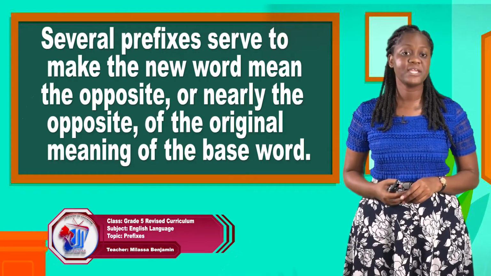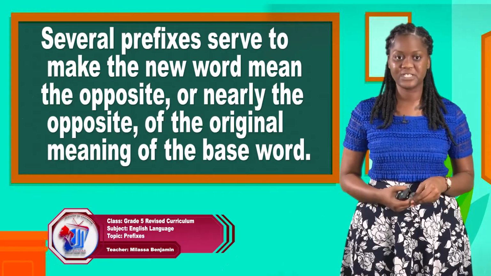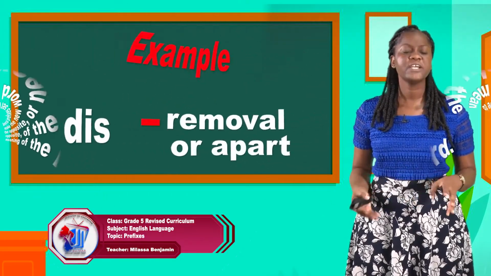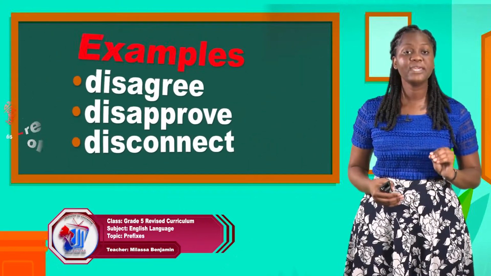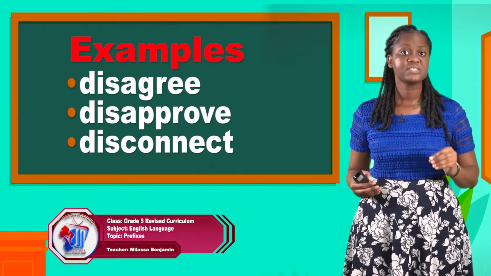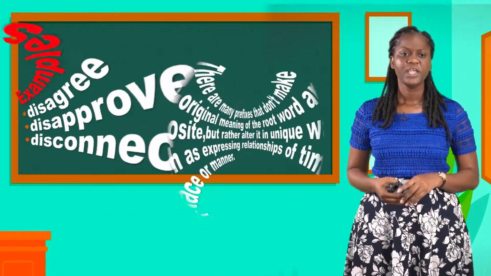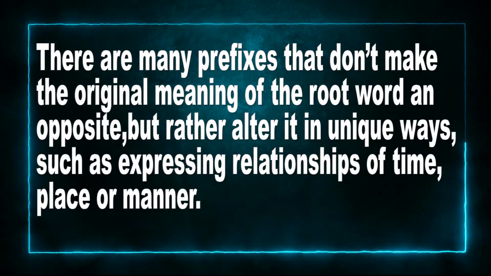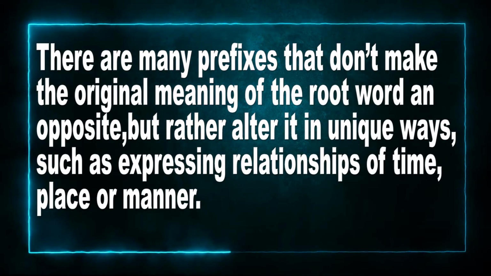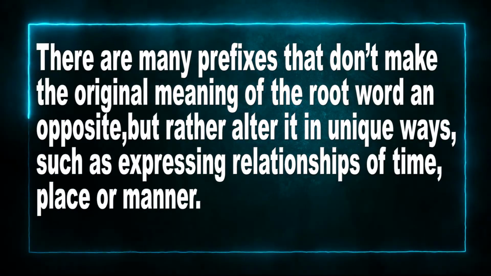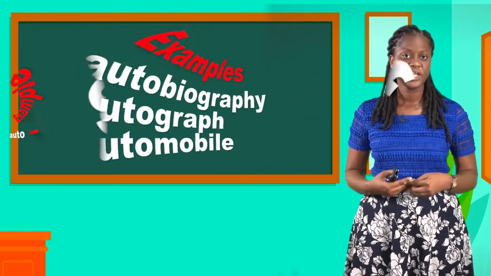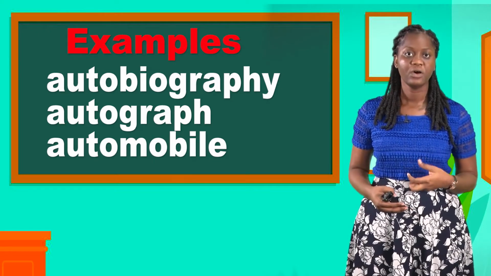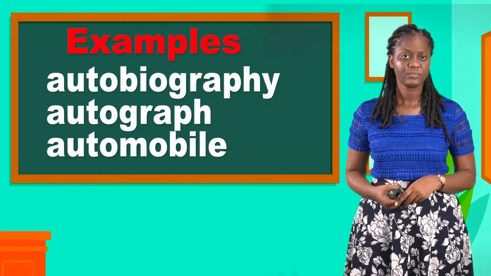Several prefixes serve to make the new word mean the opposite or nearly the opposite of the base word. For example, if we have the prefix dis, meaning removal or apart, we can get new words such as disagree, disapprove, or disconnect. There are many prefixes that don't make the original meaning of the root word an opposite, but rather alter it in a unique way, such as expressing relationships of time, place, or manner. For example, the prefix auto, meaning self, can form words such as autobiography, autograph, or automobile.